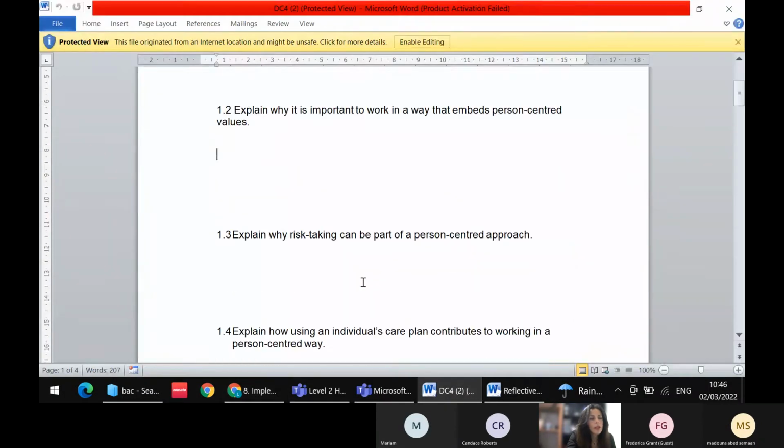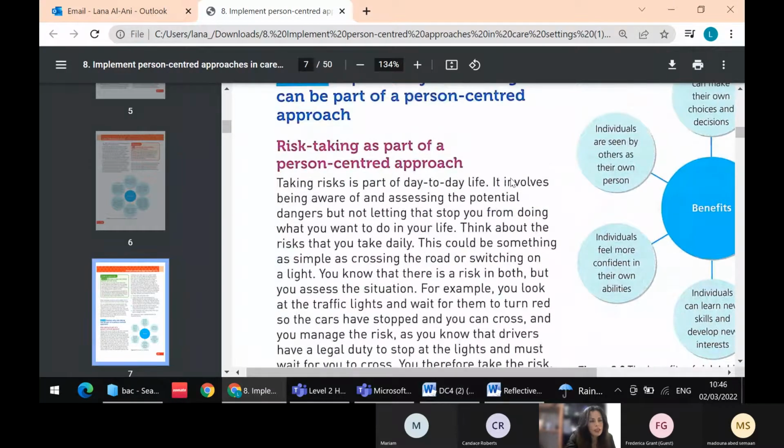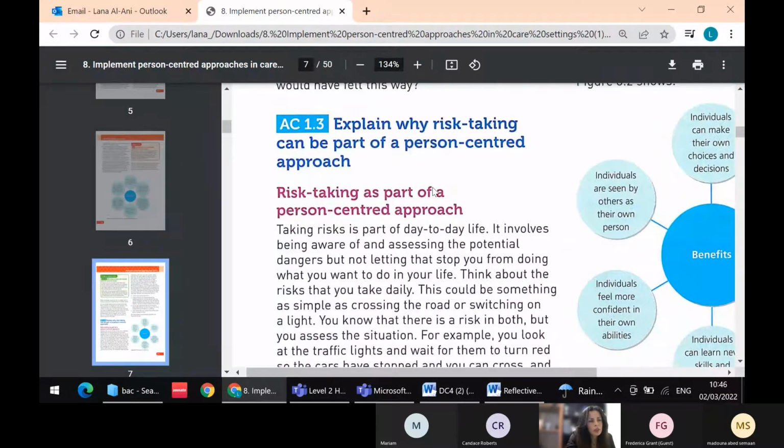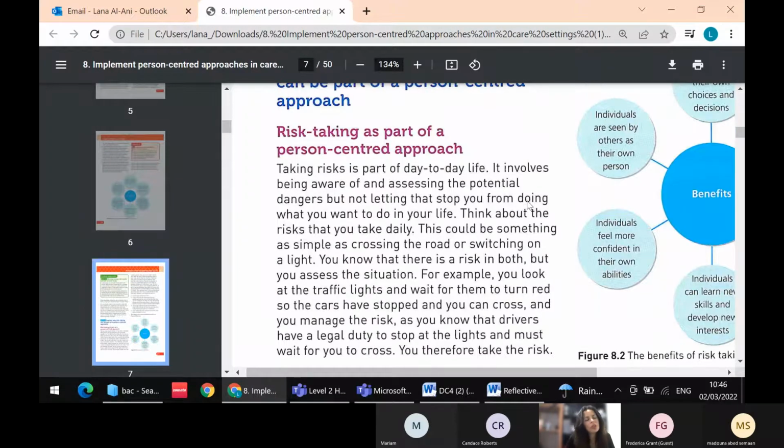Okay, so now question 1.3, explain why risk-taking can be part of a person-centered approach. Can you think, like, it is all about the client, we give them what they want, and this is 1.3. So what risk could be included when you follow the person-centered approach?